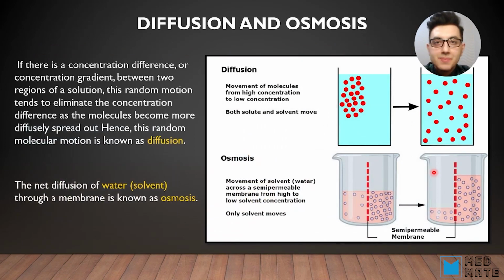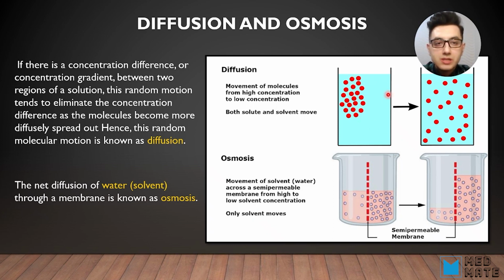One of the concepts that most students have problems with, or maybe are a little confused about, is the difference between diffusion and osmosis. So here you see in these photos, there are a lot of molecules in this specific part of this glass of water. Diffusion is movement of molecules from higher concentration to low concentration. Both solute and solvent move, so both of them are moving at the same time.